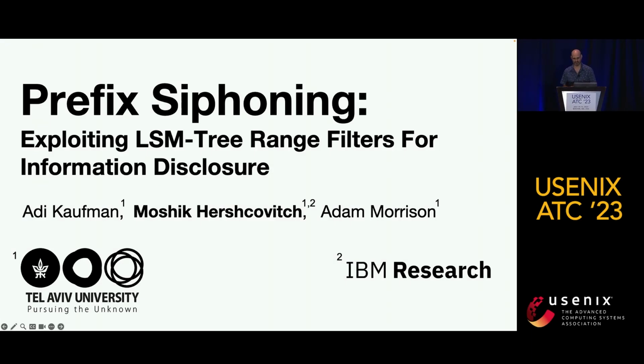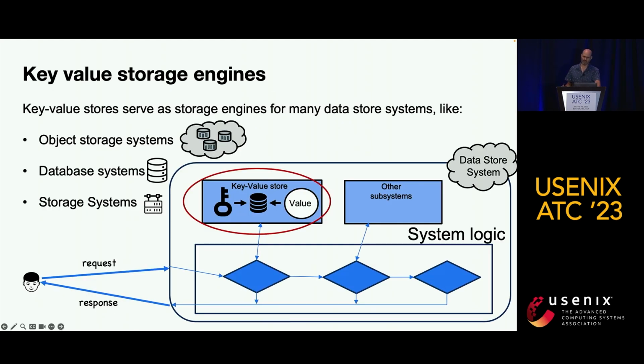My name is Moshik Hershcovitch, and I'm going to present our work on prefix siphoning, an information disclosure attack on LSM trees using range filters. This work was done with Adi Kaufman and Morrison from Tel Aviv University, so let's get started. I will show how we can reveal keys from a key-value store by leveraging its internal mechanism.